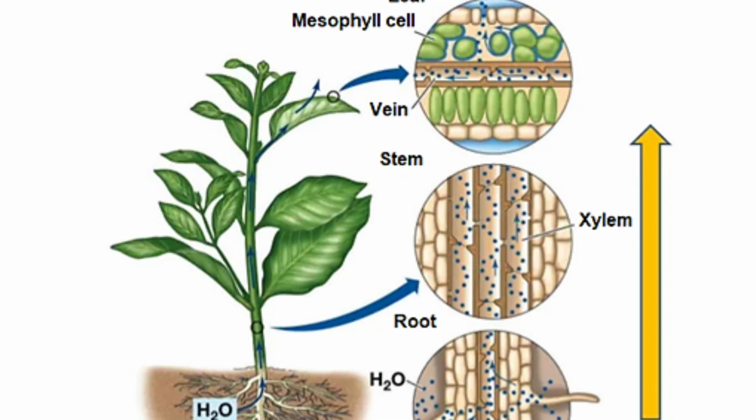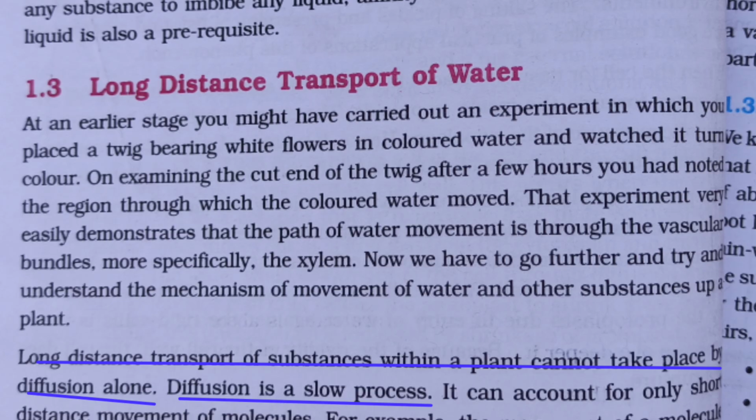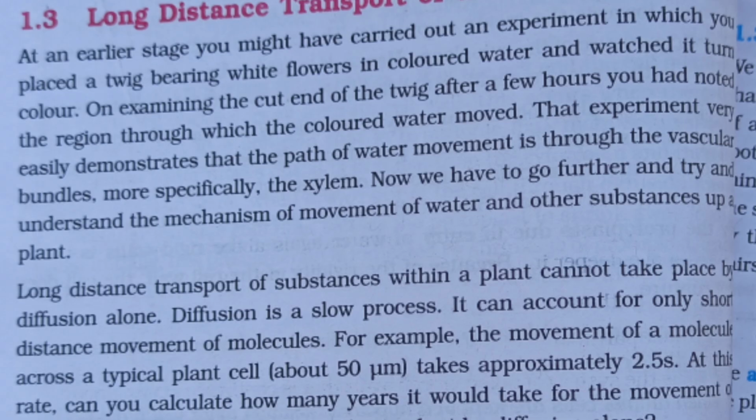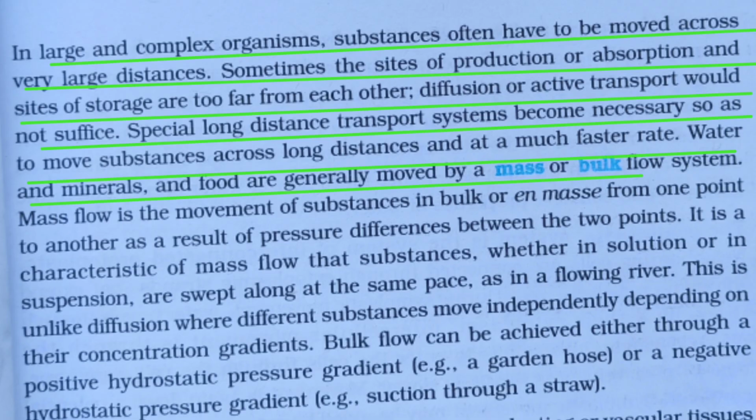Long distance transport of substances within a plant cannot take place by diffusion alone. Diffusion is a slow process. It can account for only short distance movement of molecules. The movement of a molecule across a typical plant cell, 50 μm, takes approximately 2.5 seconds.